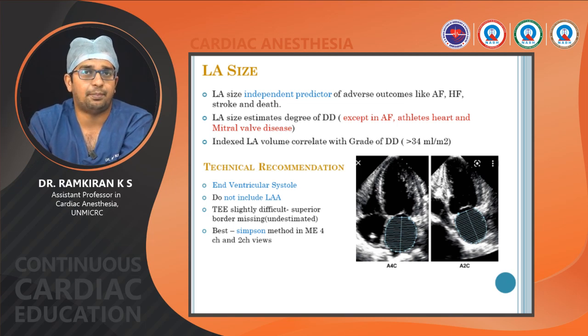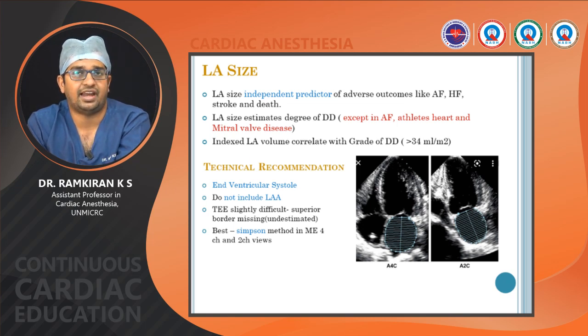The other parameter which we would assess is the LA size. LA size is an independent predictor of adverse outcome in patients with AF, heart failure, stroke and death. LA size estimates the degree of diastolic dysfunction. Indexed LA volume correlates with the grade of diastolic dysfunction. Greater than 34 ml per meter square is considered significant.